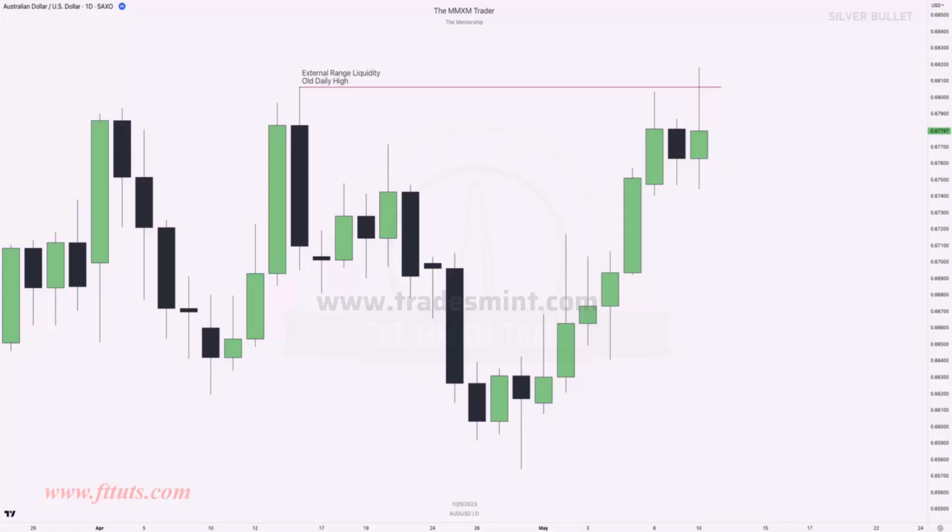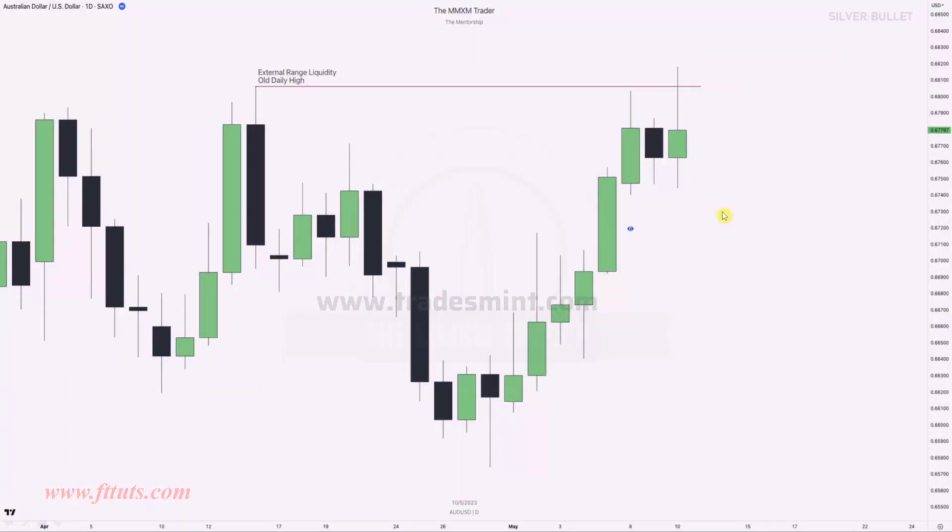Right, so we've got an Australian dollar, US dollar daily chart. Again, keep in mind every time, external range liquidity into internal range liquidity. We rate this external range liquidity, the old daily high. Where does your eye go to, right? We have an imbalance down here. So our draw on liquidity is down here.